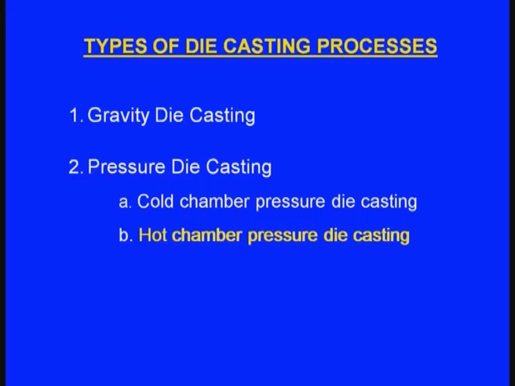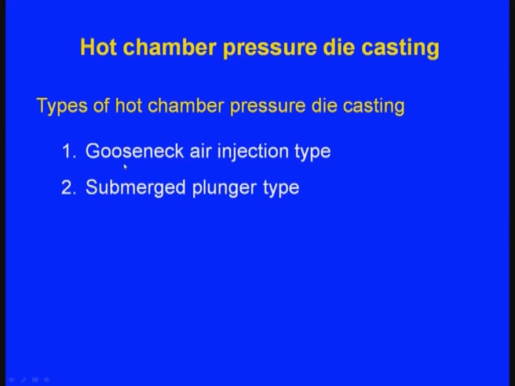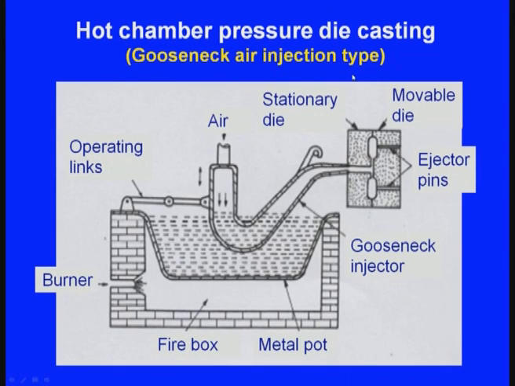Before going to the subclassifications, I must remind you that hot chamber pressure die casting means the furnace for melting the metal is an integral part of the machine. It is subclassified as the gooseneck air injection type, and the second one is the submerged plunger type. First we will see the gooseneck air injection type hot chamber pressure die casting machine. Here again, the furnace meant for melting the metal is an integral part of the machine.